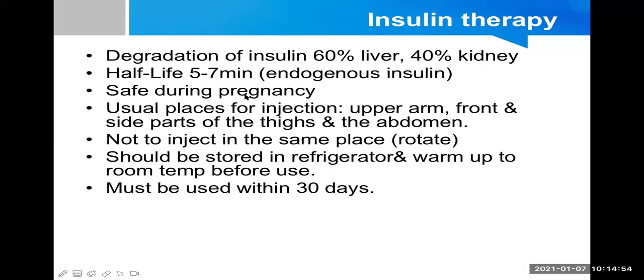It is safe during pregnancy, and it is the drug of choice for treatment of diabetes during pregnancy, though a few other oral drugs are also used. But as far as possible, we always prefer insulin.